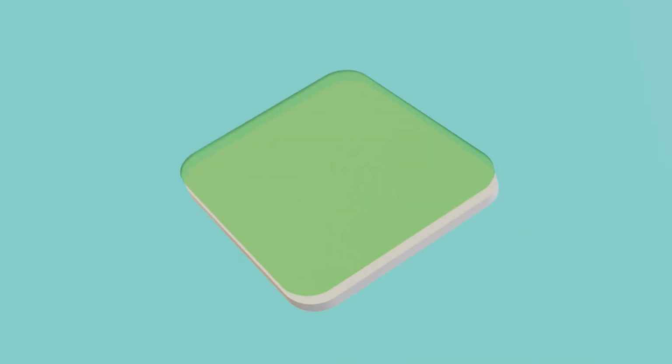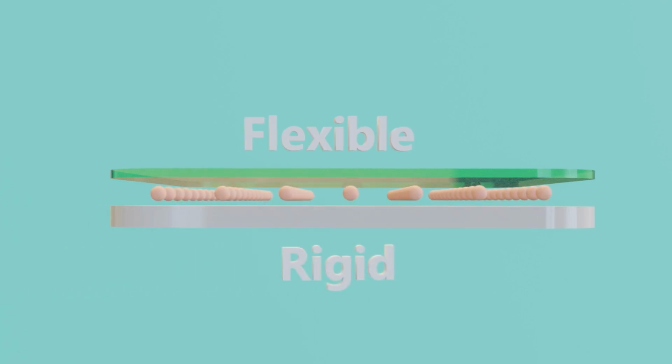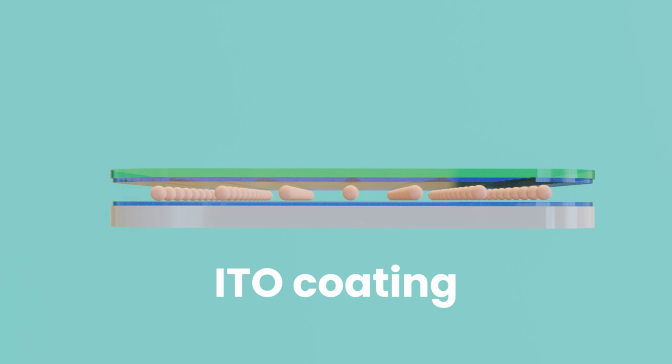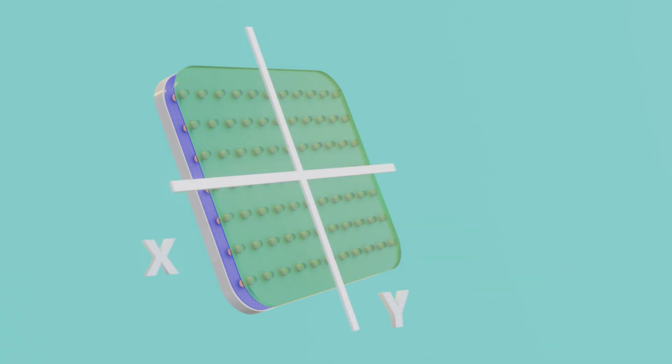There are two layers on this touchscreen: a flexible top layer, a rigid bottom layer, and insulating dots in the middle. Both layers have indium tin oxide, known as the ITO coating, and when the two layers are pressed together, the controller determines the X and Y coordinates where the two layers touch. And that's how resistive touchscreens work.